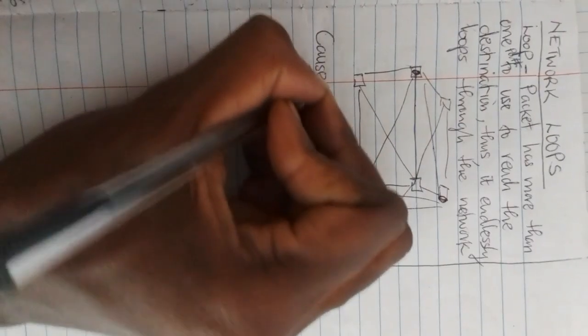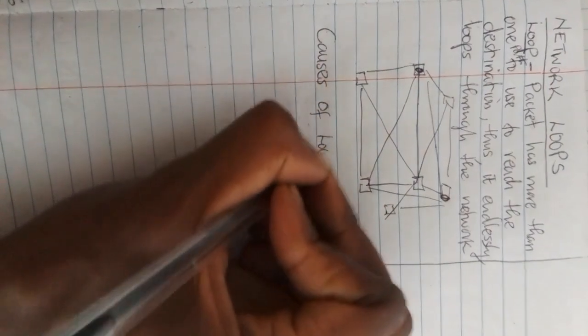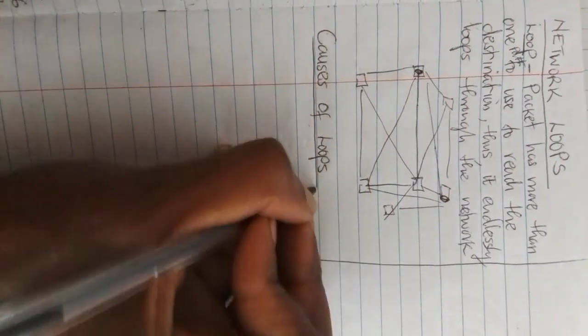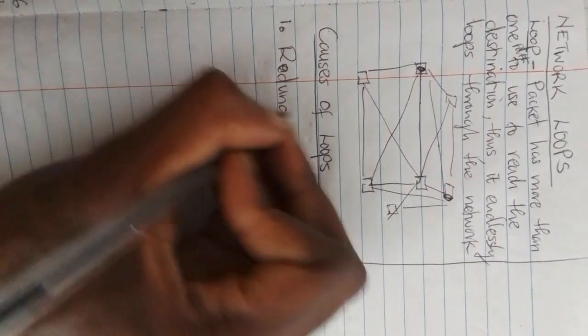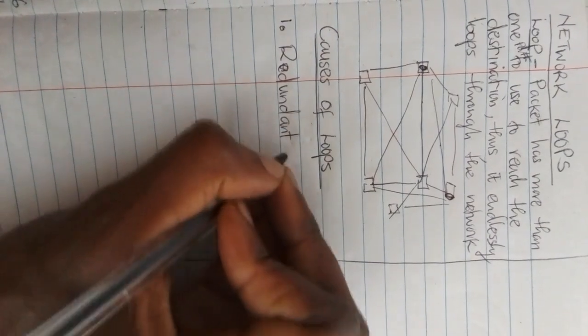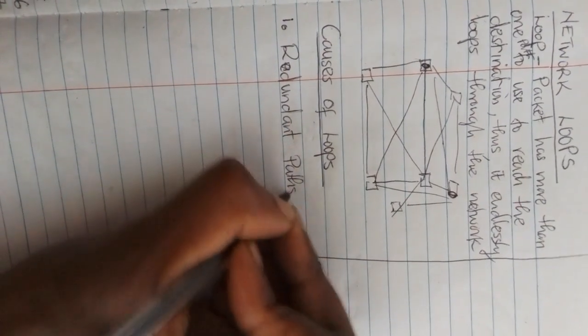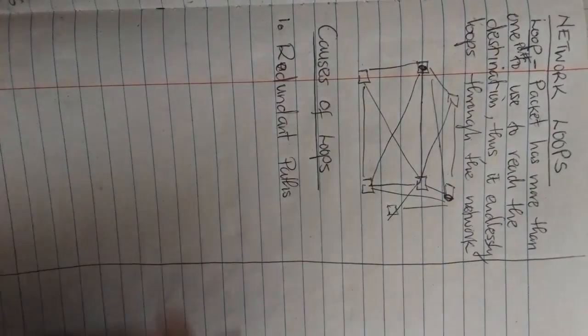Okay, so what are the common causes of loops? The first cause of a loop is redundant paths. This just means there are so many paths that a packet can take to reach the destination.